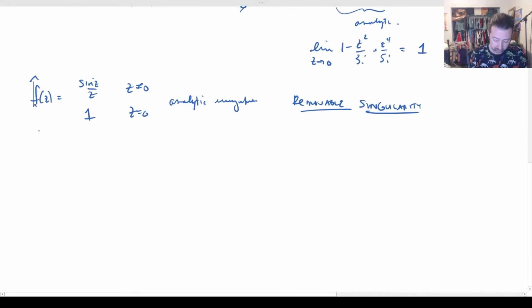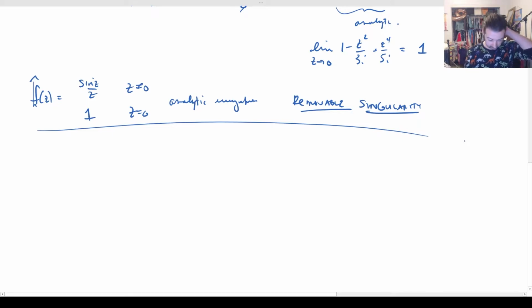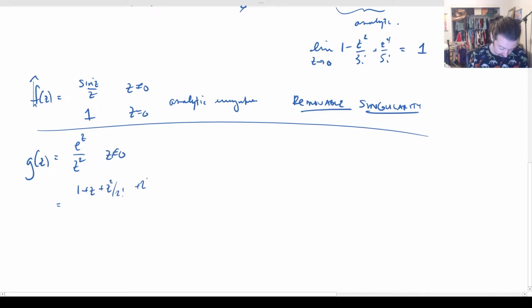Okay, so the next kind is exhibited by our next function. If we look at g of z equals e to the z divided by z squared, and we run through the process that we did before, assume that z isn't 0, so the function is defined. Expand e to the z as a power series. Then g of z is going to be equal to 1 plus z plus z squared over 2 factorial plus z to the 3rd over 3 factorial, and so on, divided by z squared.